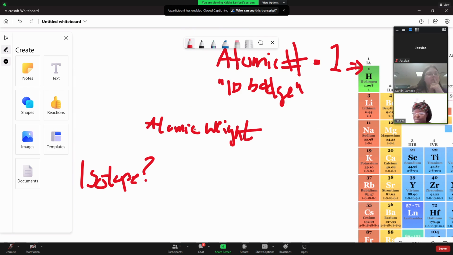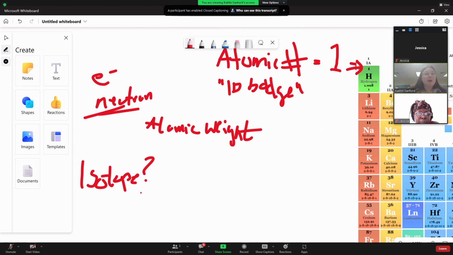Okay, I got a little hint. That's okay. Okay, an isotope. Remember I said that you can change the number of electrons, you can change the number of neutrons, but you can't change protons? Uh-huh. So, which one of these do you think we're changing the amount of? Neutrons. It is neutrons, yeah.